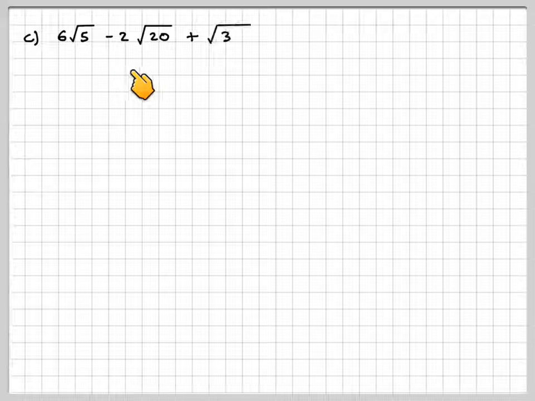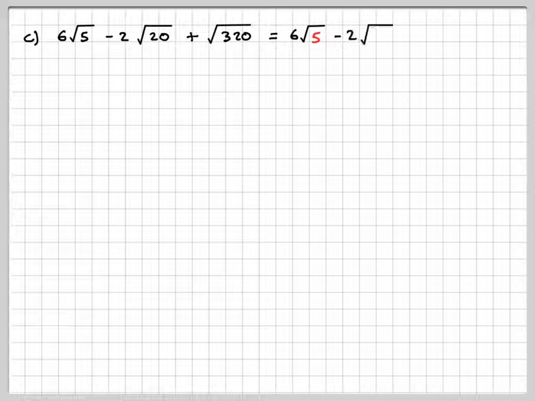Right, we've got something a bit more complicated now. 6 root 5 minus 2 root 20 plus the square root of 320. Right, there isn't much we can do with that, so we'll just leave it as it is. I'm going to write the 5 in red. Now the square root of 20, so it'll be minus 2 times the square root of 4 times 5. And then if we take 5 into 320, we're going to get the square root of 5 times 64.